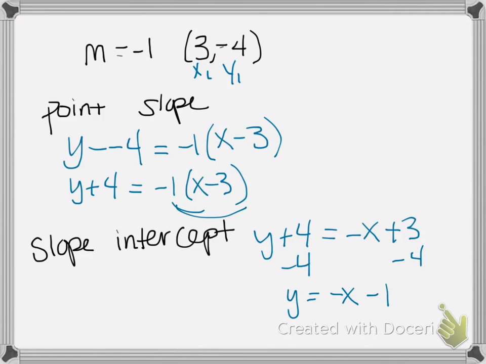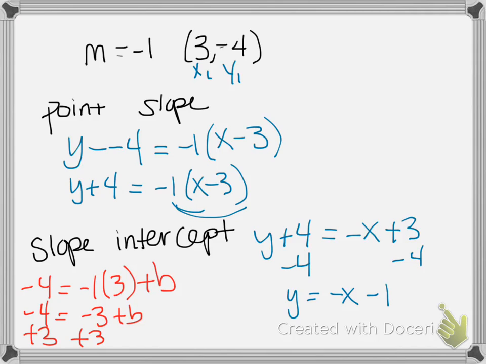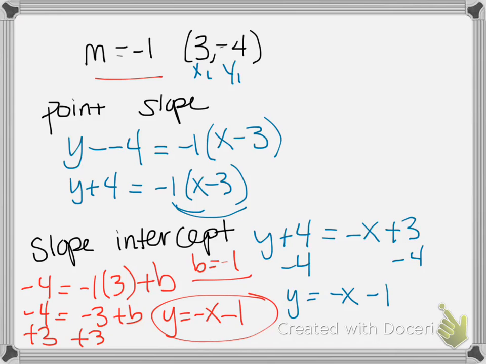Okay, or I could plug my point and slope in, so I'd get negative 4 equals negative 1 times 3 plus b. So I plugged my slope and my point in. So I'm going to get negative 4 equals negative 3 plus b, add 3. So my b is equal to negative 1, but that is not an equation. So I need to rewrite it with my given slope and my y-intercept I just found. So y equals negative x minus 1. So you get the exact same equation.